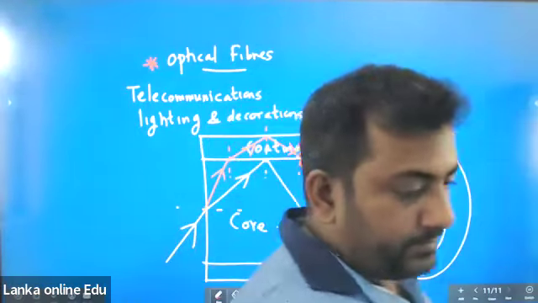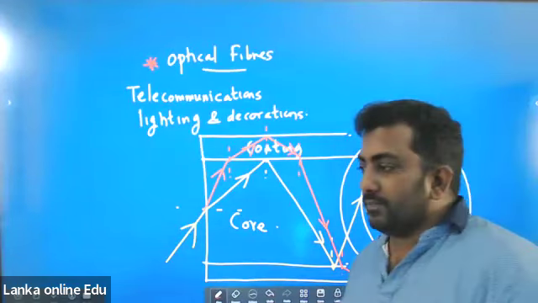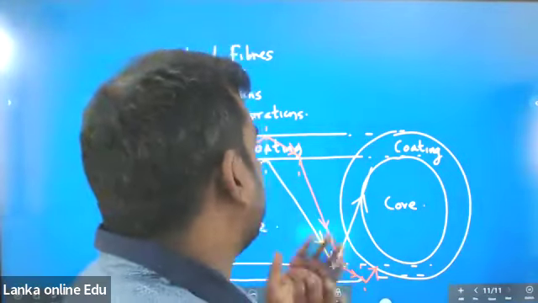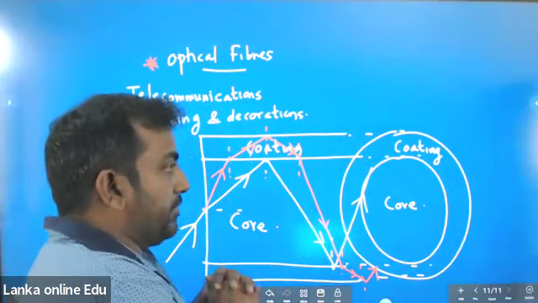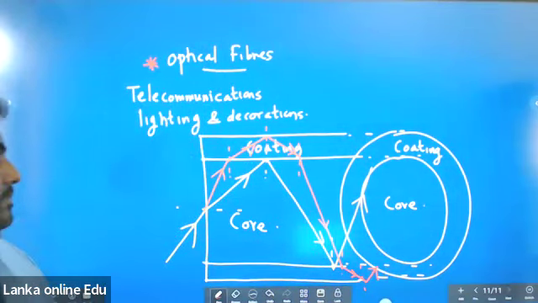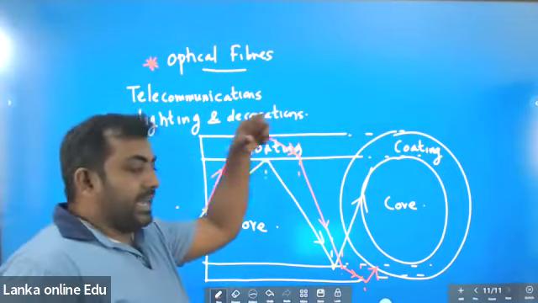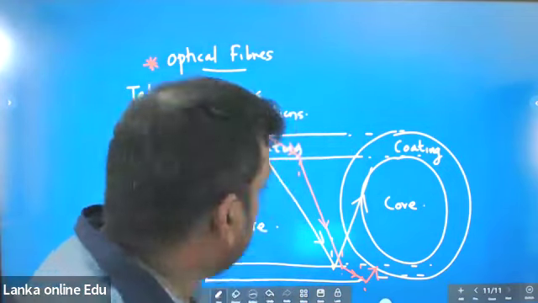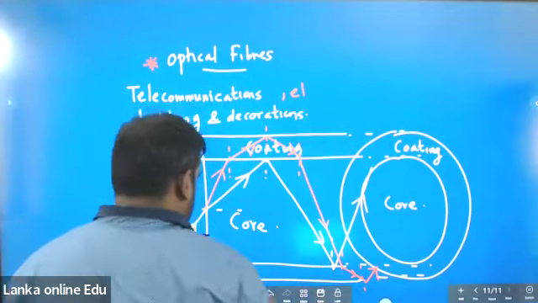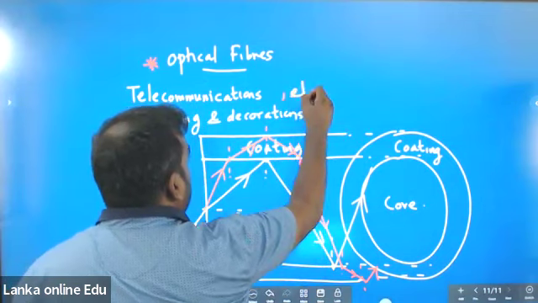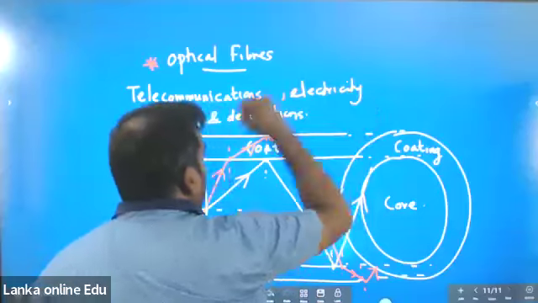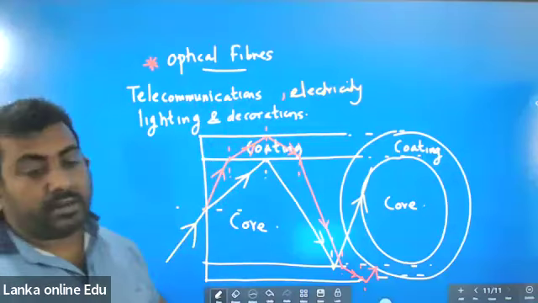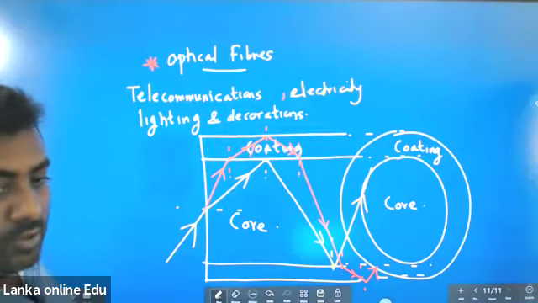In an optical fiber, we use the concept of total internal reflection, so that the light signal or the electrical signal does not escape out of the fiber.